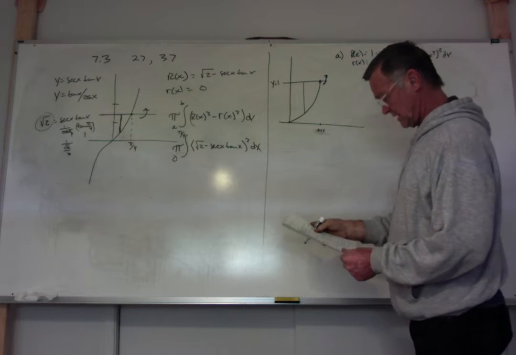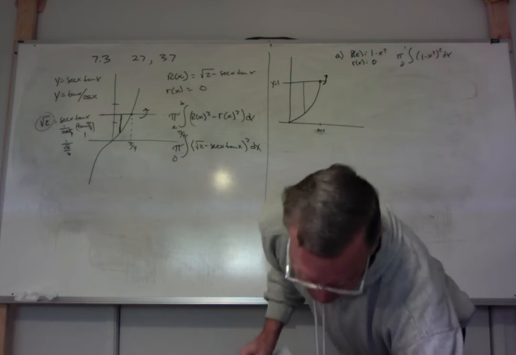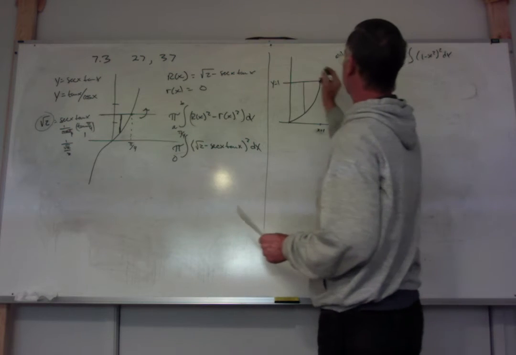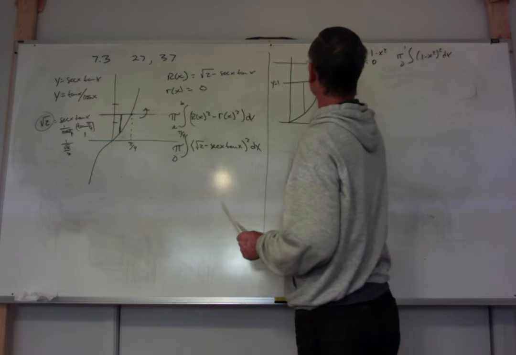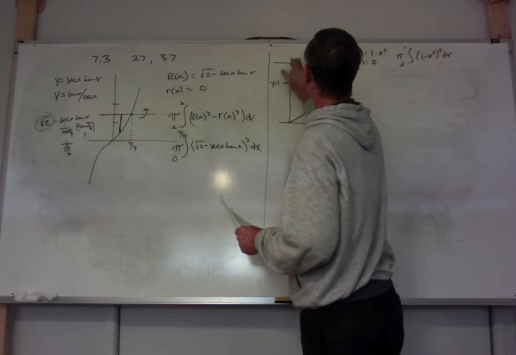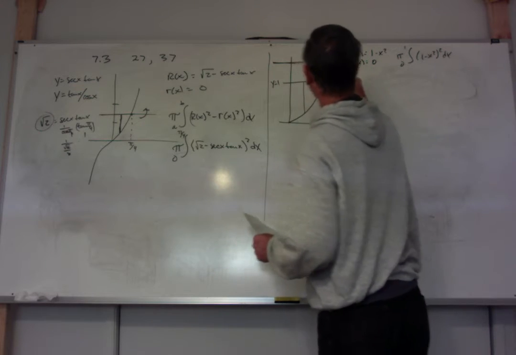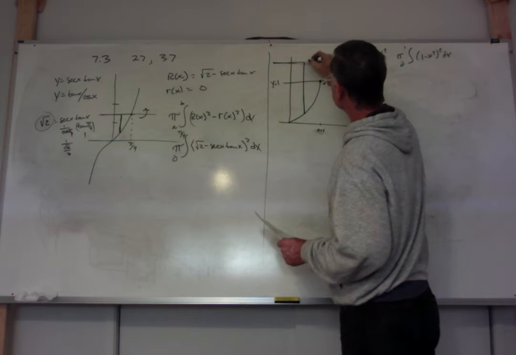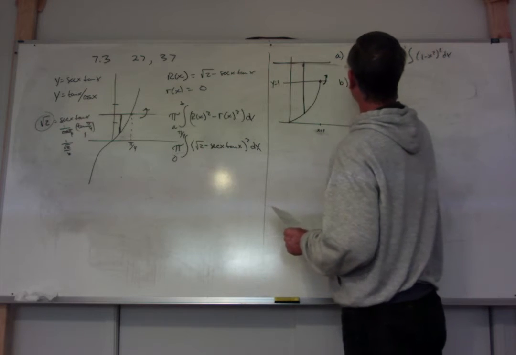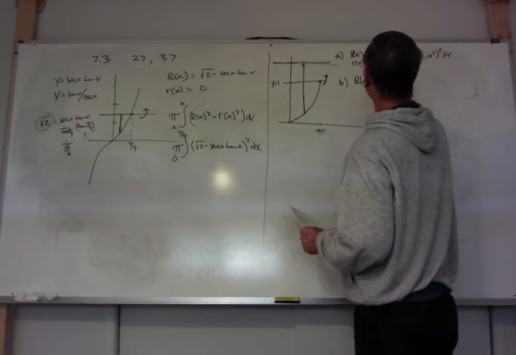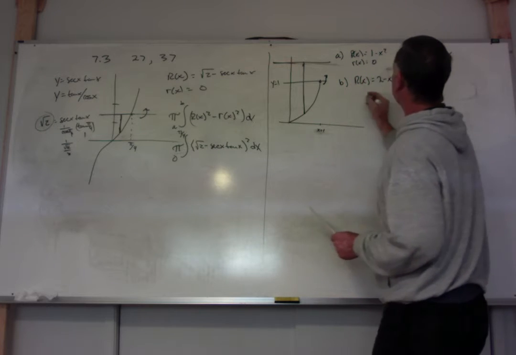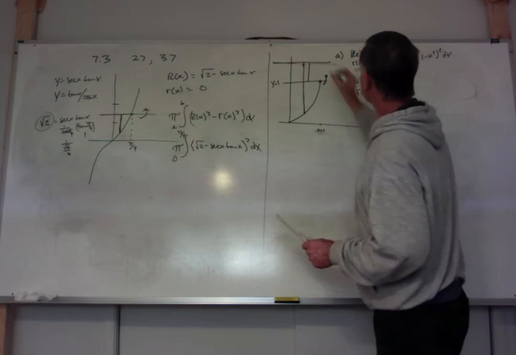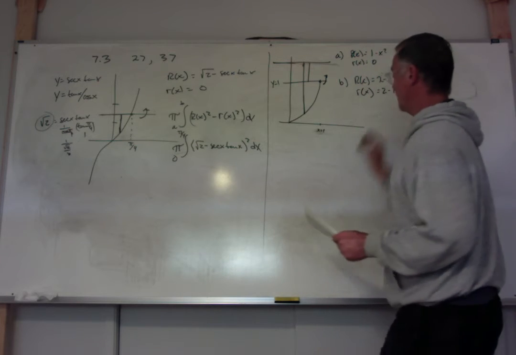The second one, it says that we want to revolve it around the line y is equal to 2. Well, now that's interesting because y is equal to 2 is up here. I didn't do that very well. Y is equal to 2. My big radius then is this distance. So for b, R of x is 2 minus x squared. And my little radius is this distance. It's technically 2 minus 1.